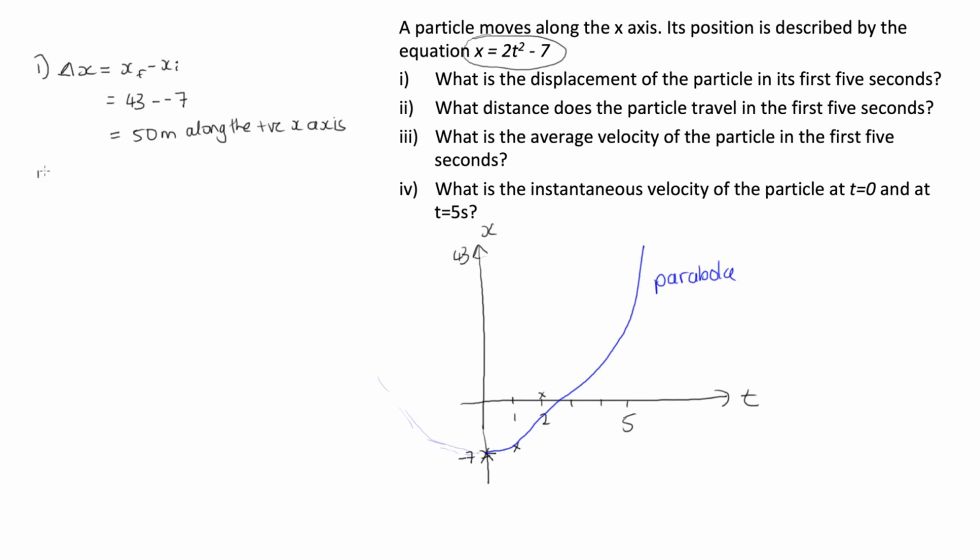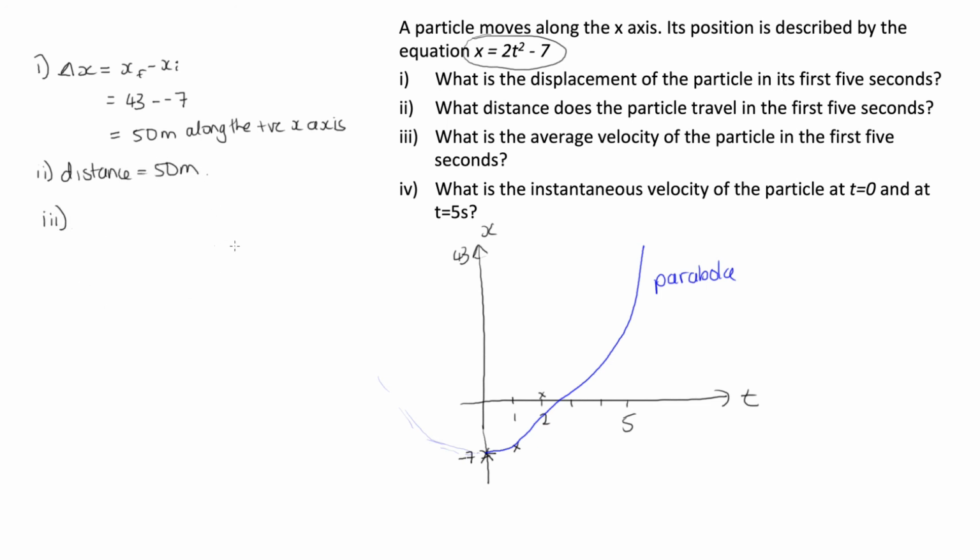And then part 2 says, what distance does the particle travel in the first 5 seconds? So this one isn't too bad because it's not going backwards at all, it's only going forwards. If it only goes forwards, then the displacement and the distance are going to be the same. So the distance is equal to 50 meters.